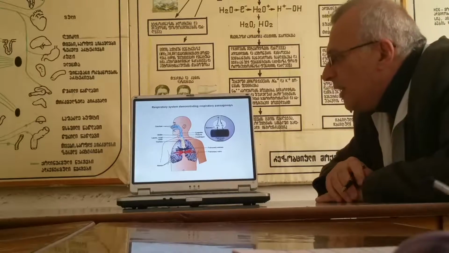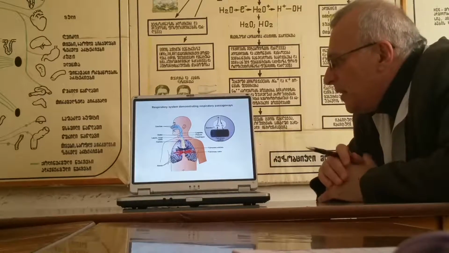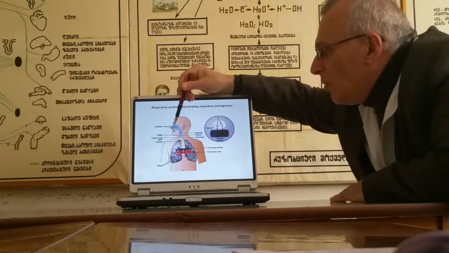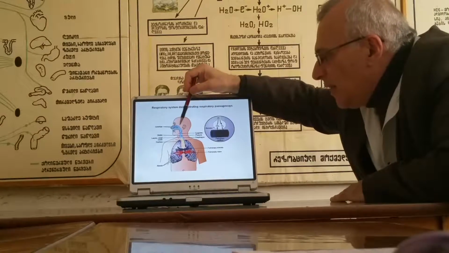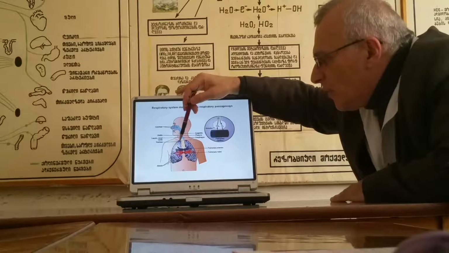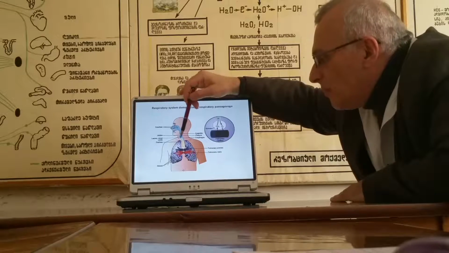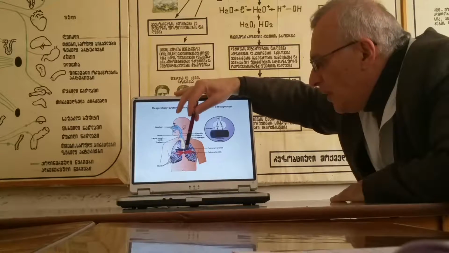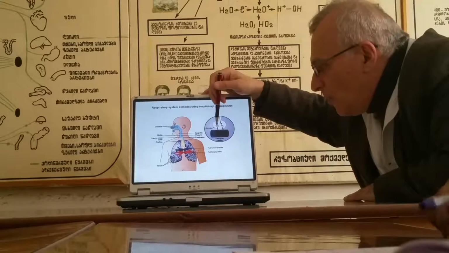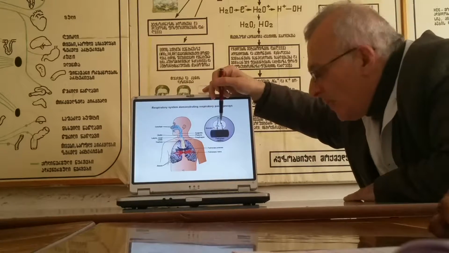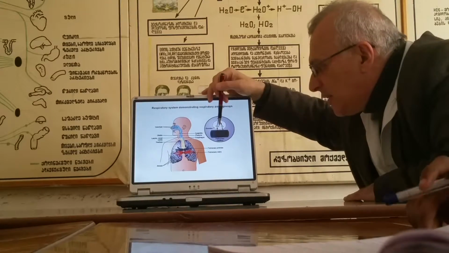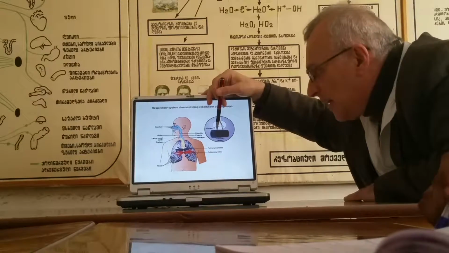Here you can see the respiratory passageways, starting from the nose, then the pharynx, trachea, bronchi, bronchioles, and so on. And here you can see the alveoli and capillaries, and between them, gas exchange. We will talk about it in the next classes.